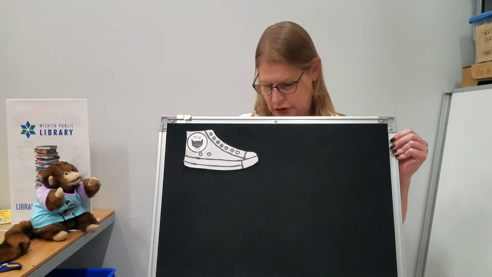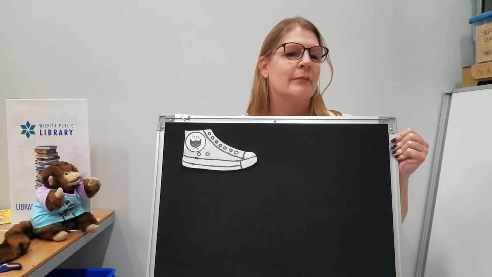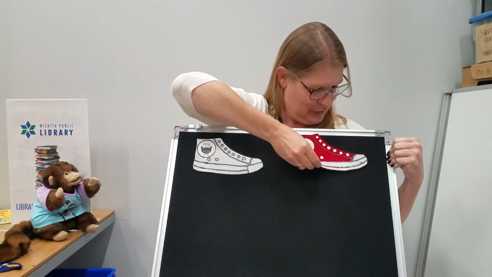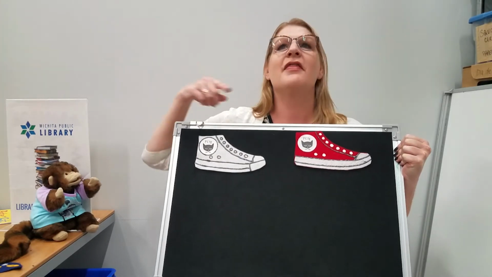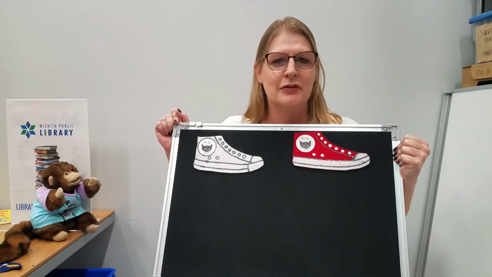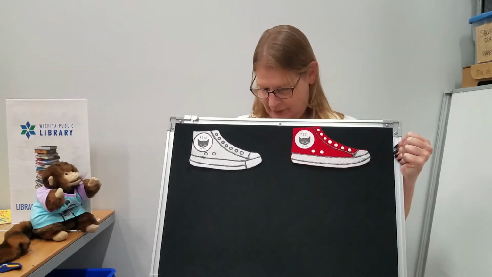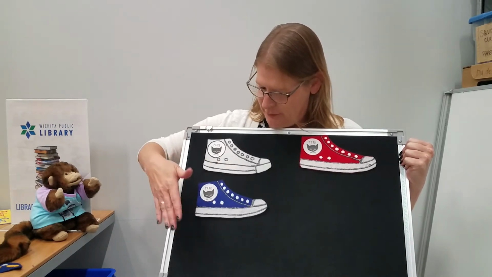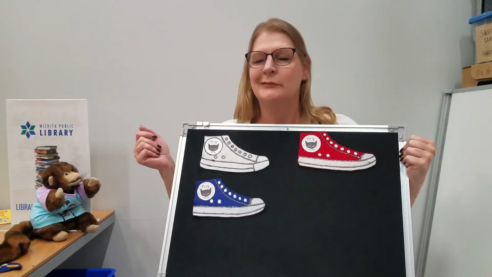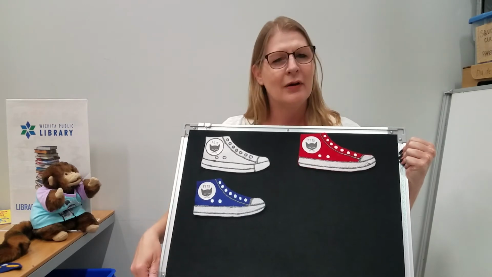And then Pete stepped in something that turned his shoes red. Do you remember what it was? You're right, it was strawberries. And then he stepped in some blueberries. What color did those turn his shoes? You got it. Yep, then they were blue. But did Pete cry? Goodness, no.